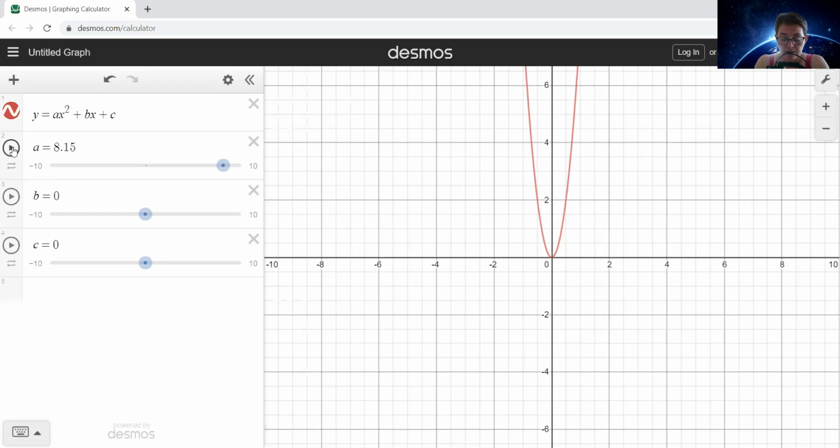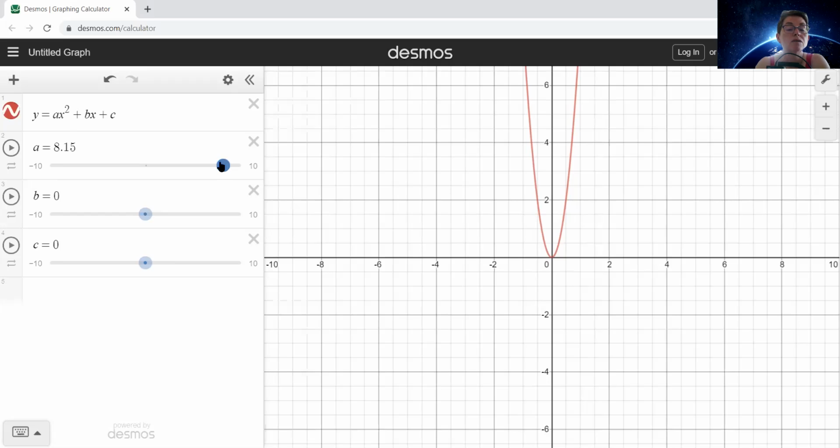And the cool thing is, what happened with the vertex form? Yes. So it doesn't matter whether you're dealing with the standard form or the vertex form of the quadratic equation, a does the same thing. Most importantly, it determines whether the parabola opens up or down. And it also tells you if it's going to be a wider or narrower one. All right, use the slider.